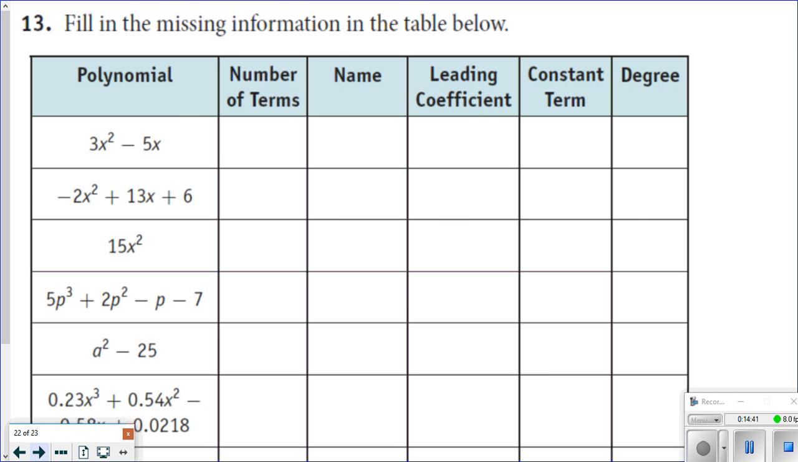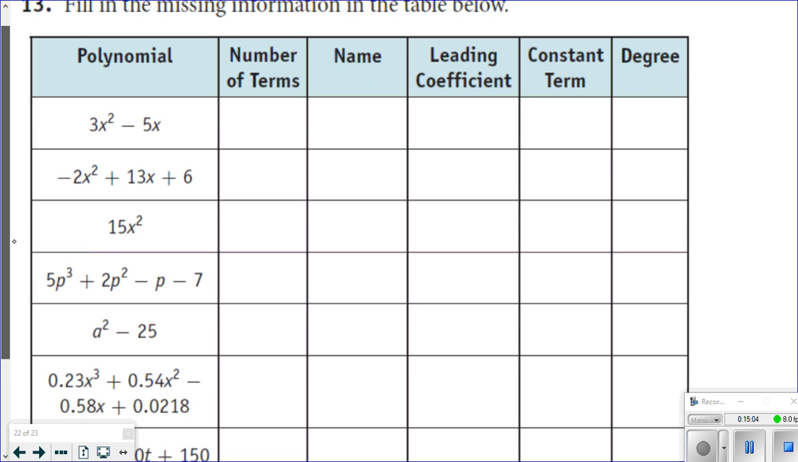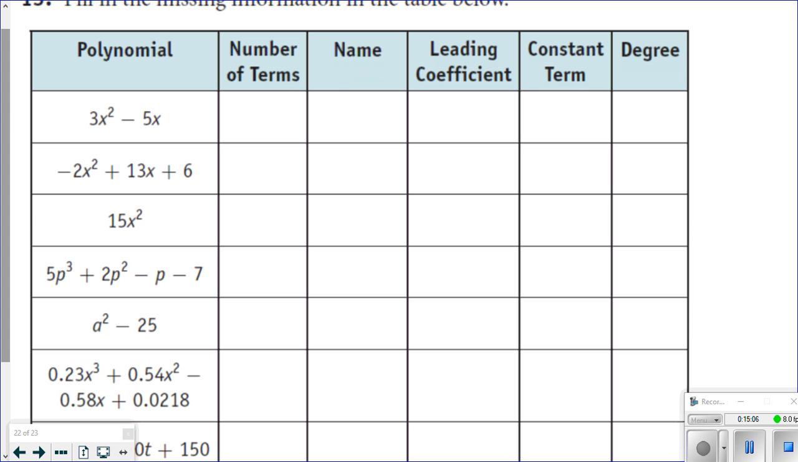On page 358, I want you to find question 13, and this is a big table, and you're going to fill in all the missing information. Now, you could work column by column and do all the number of terms, then all the names, leading coefficients, or you could work by row. So I'm going to do the first row for you, so you make sure you're on the right track, and then you fill in this table however you would like. Whatever works best for you.